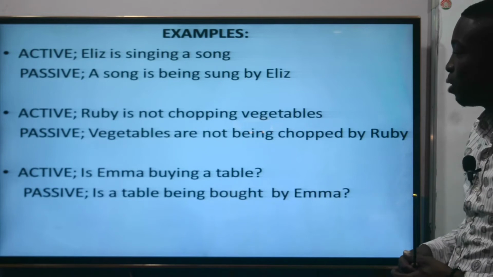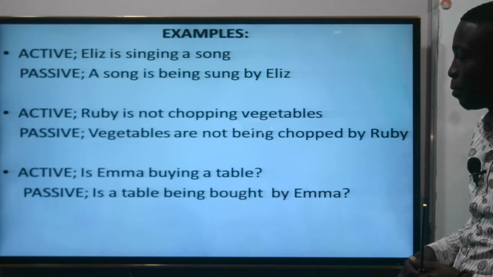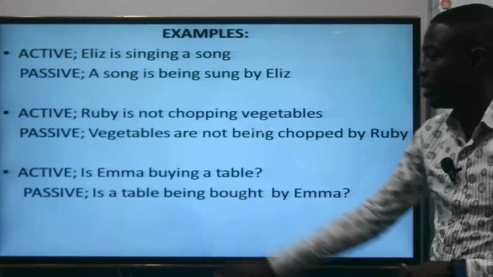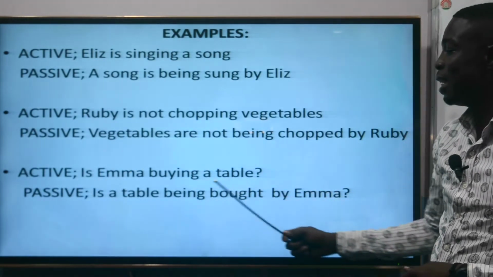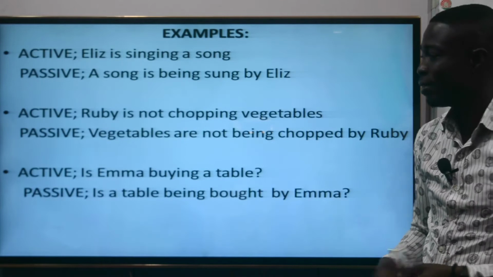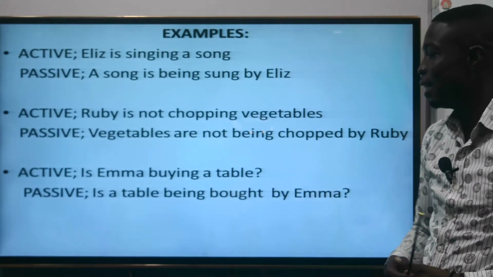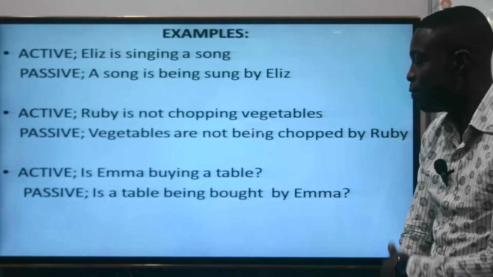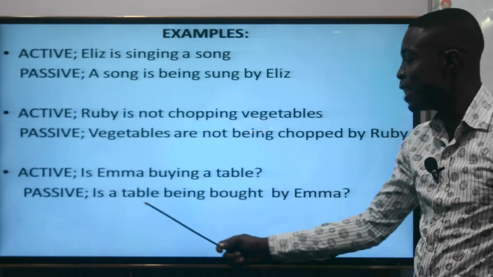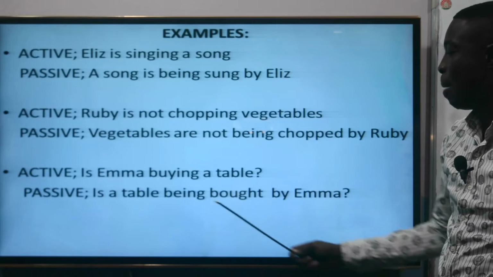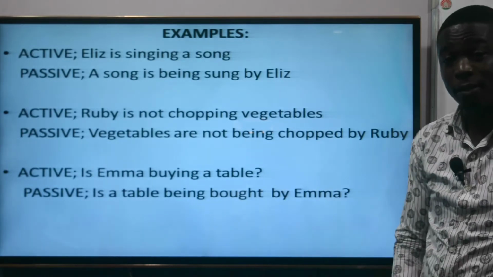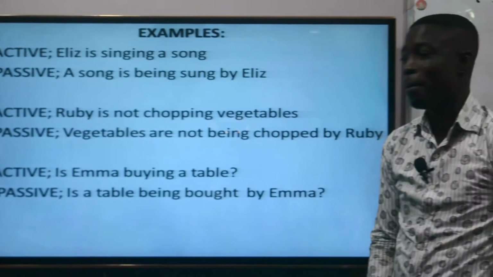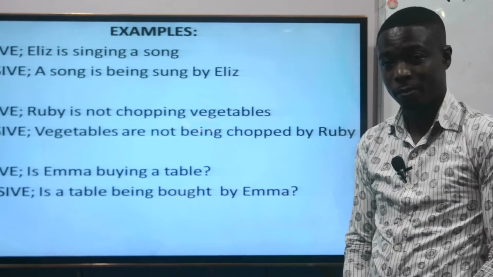The last but not the least example, that is the interrogative statement. Is Ima buying a table? Now changing it to the passive voice: Is a table being bought by Ima?